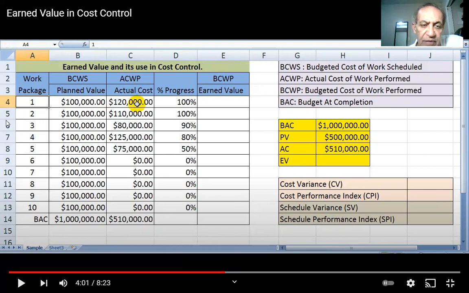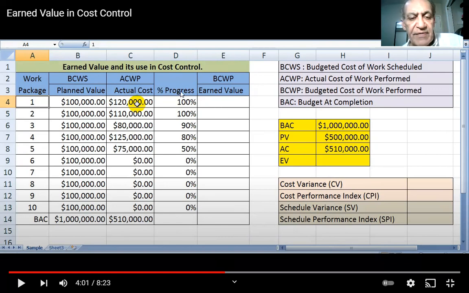So we have to go to the management plans and know how far the project achieved progress for each package. So here as an example, 100,000, but the actual cost was 120,000. Here we planned 100,000, but actual cost was 110,000. Here we planned 100, but the actual cost was 80,000. Here we planned 100, and it was 125, and here, it was 75.